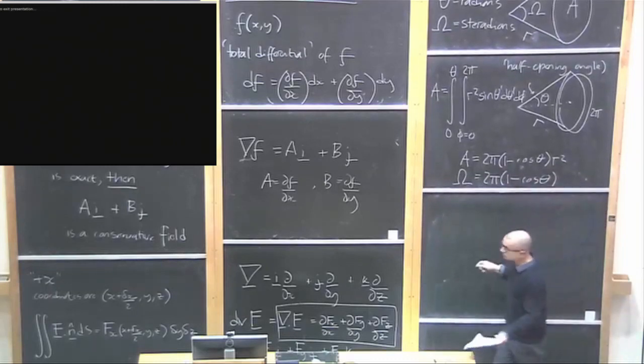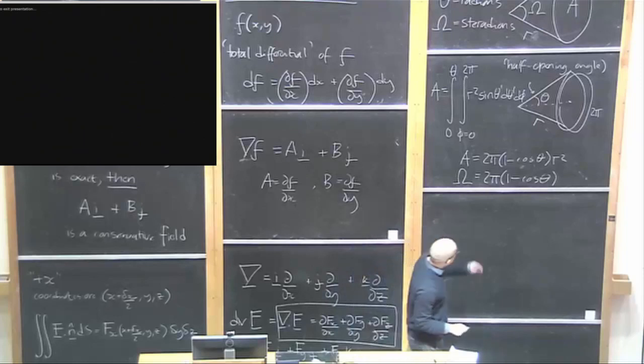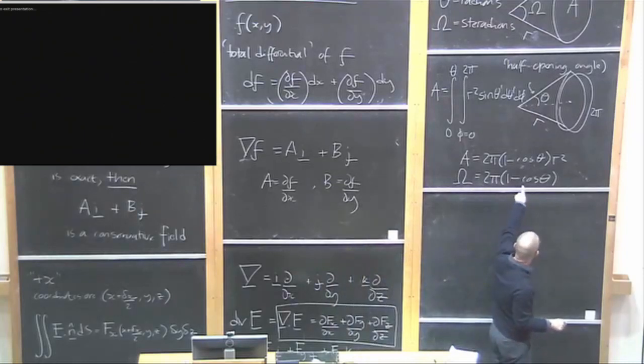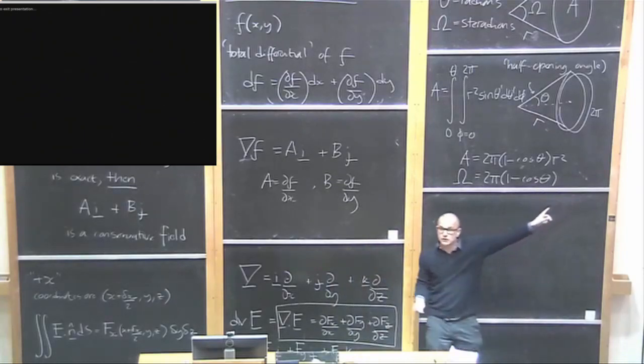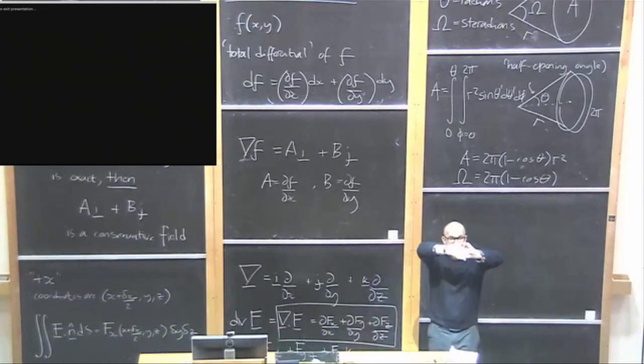So what I want you to do is make sure you can do that evaluation, and I want you to think about what is the approximation for this in the limit that theta is a small angle, and I want you to go away and check that you understand what the solid angle is for the whole sky.